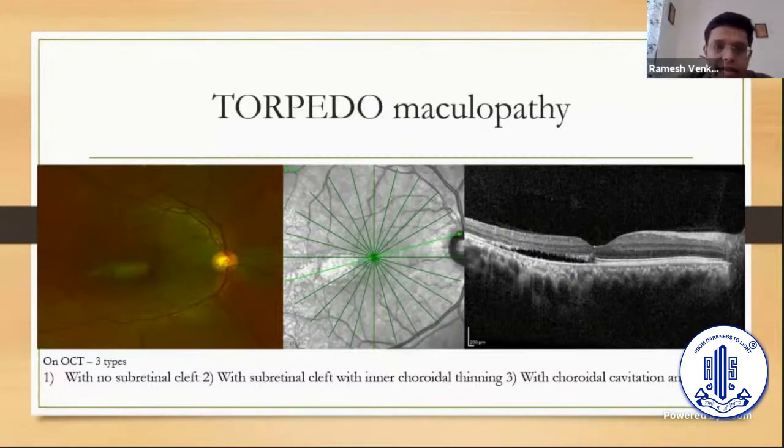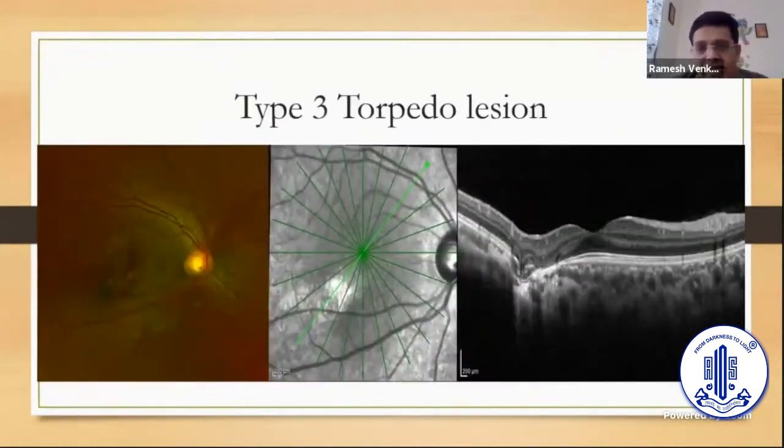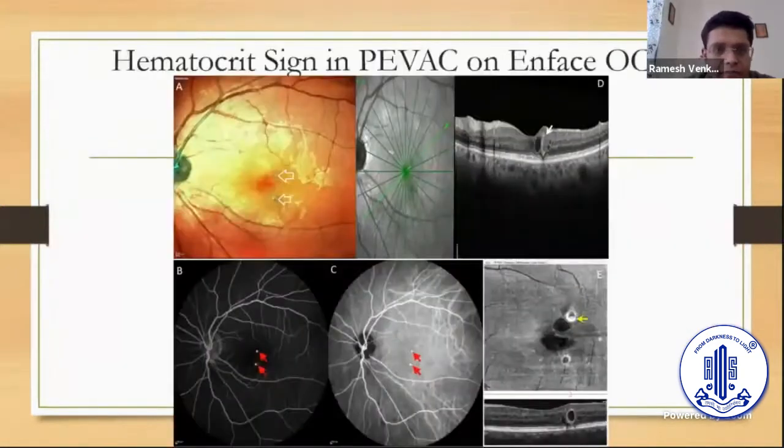Torpedo maculopathy, again on the OCT, has been described into three types: one with no subretinal cleft, the second with a cleft with inner choroidal thinning, and the third with the presence of a choroidal cavitation and a CNVM. So this is one of our cases of torpedo lesions where we found a patient to have a focal choroidal excavation with the presence of a CNVM along with it.